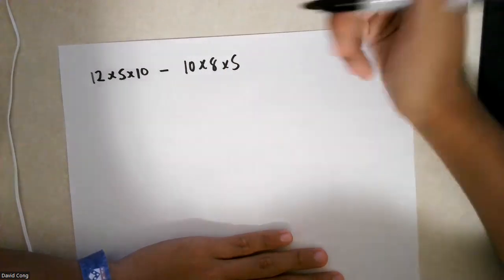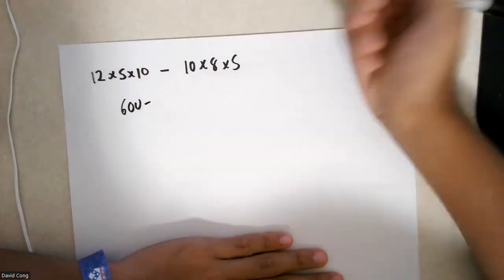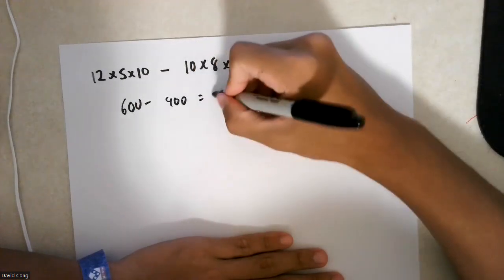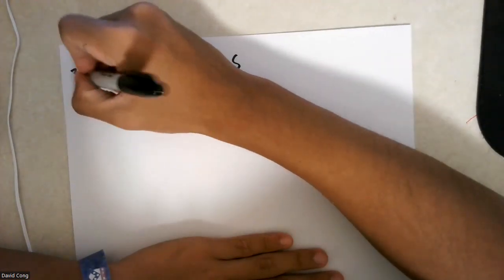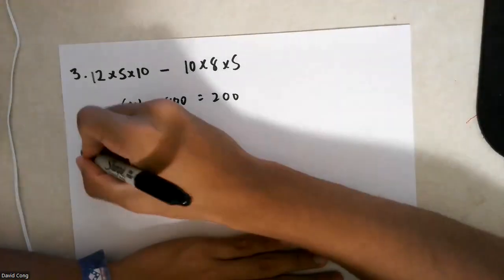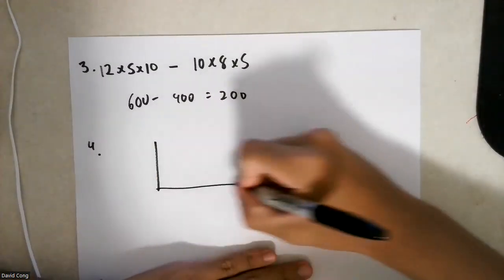This tells you the total number of blocks. So this is 600. And what is this? This is 400, which tells you it takes 200 blocks to make the fort. Now the geometry questions.